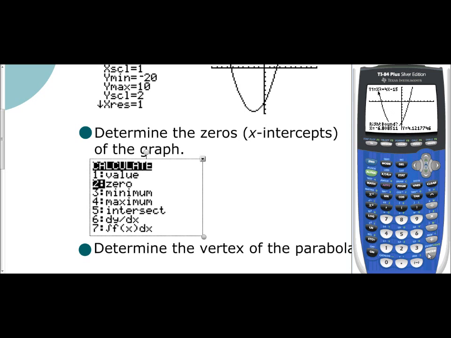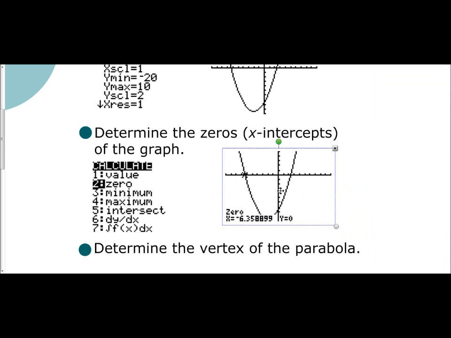Hit enter to mark a point. Go to the right of it. Anywhere to the right of it, mark a point. Guess, just hit enter again. And so right now I see my first zero is negative 6.36.